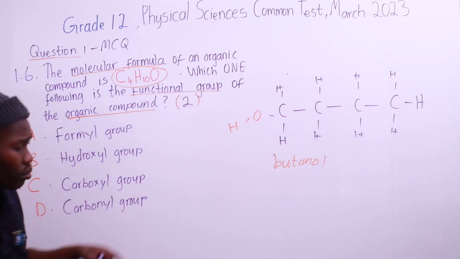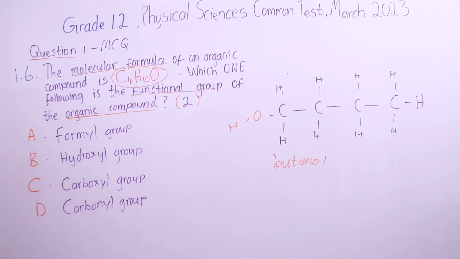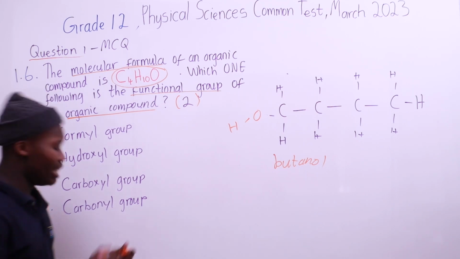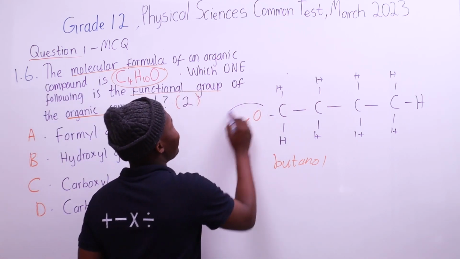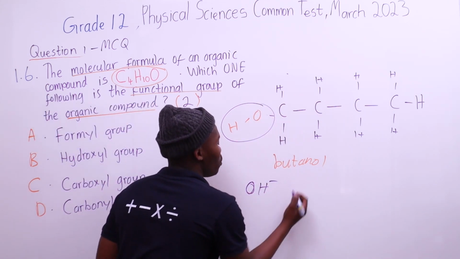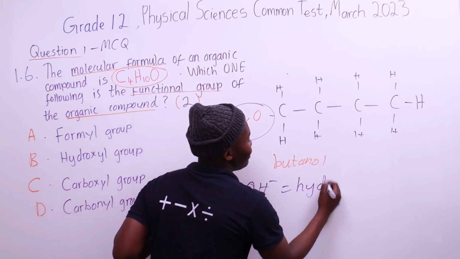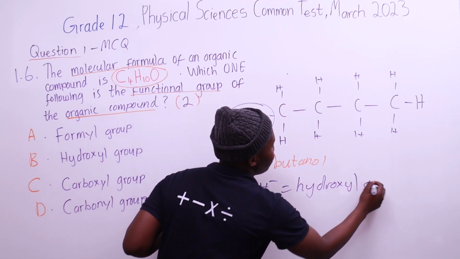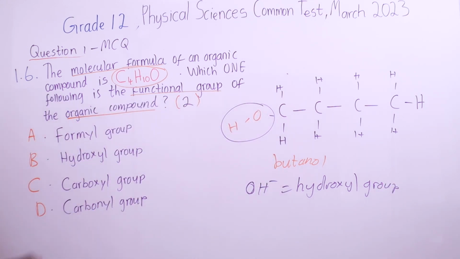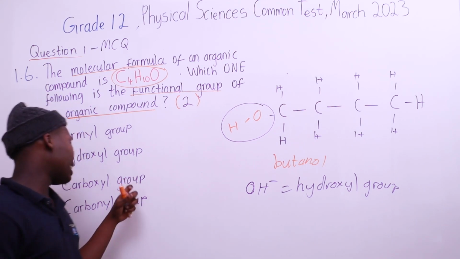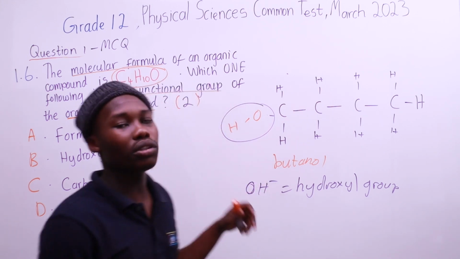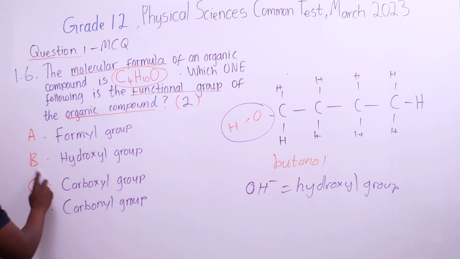You know alcohol. The alcohol has a hydroxyl group as its functional group, OH. So it can't be a carbonyl group, it can't be a carboxyl group. Especially carboxyl and carbonyl have double bonds, and this doesn't have one. So already it is wrong. So the answer is B.